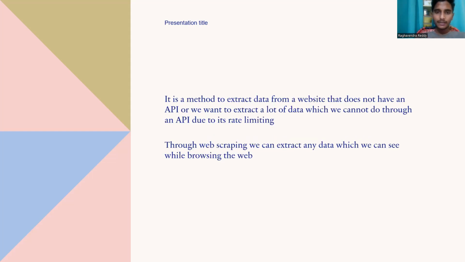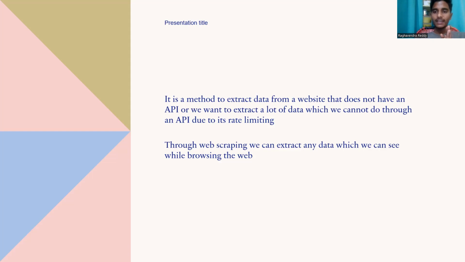In other words, web scraping is a method to extract data from a website that does not have any API, or when we want to extract a lot of data which cannot be extracted through an API due to its rate limiting. Through a web scraper we can extract any data which we can see while browsing the web. A web scraper can do something which an API cannot because of its rate limiting. A web scraper usually has no limit. It can copy at any extent.